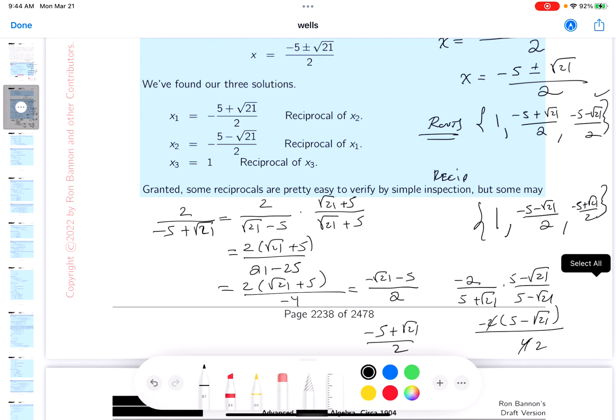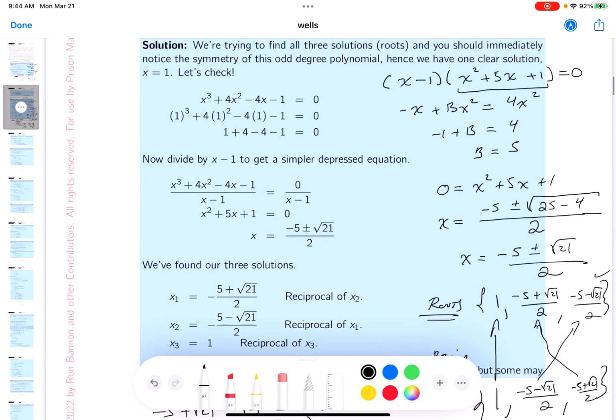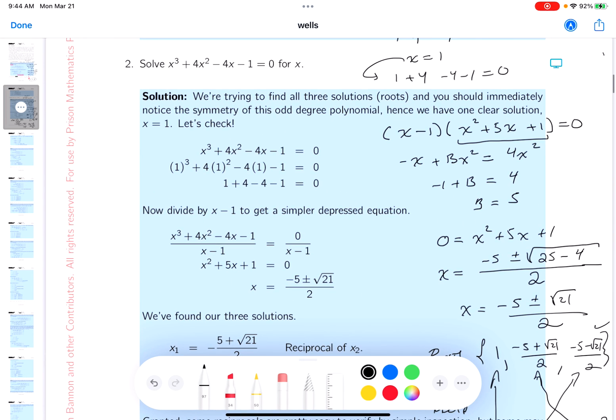And again, what are we noticing? Look, this, and this. And that's a good thing to know. And they're pretty easy to verify, by the way. All right, so let's see what we got over here. I think we did okay on that one.